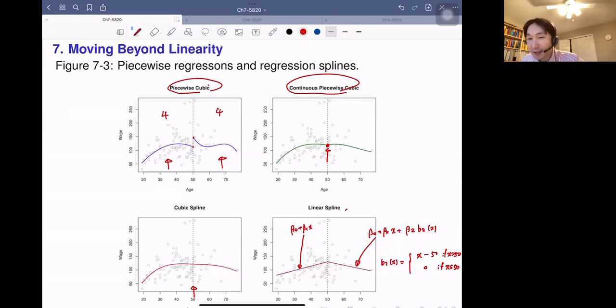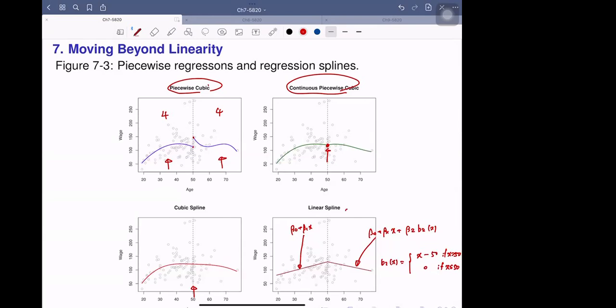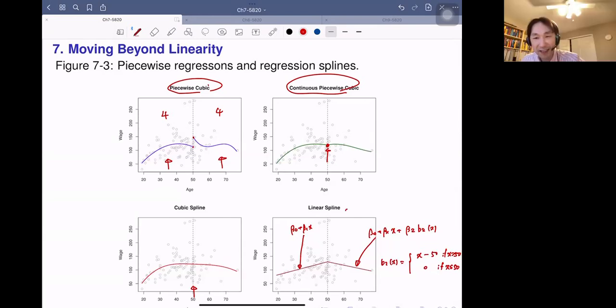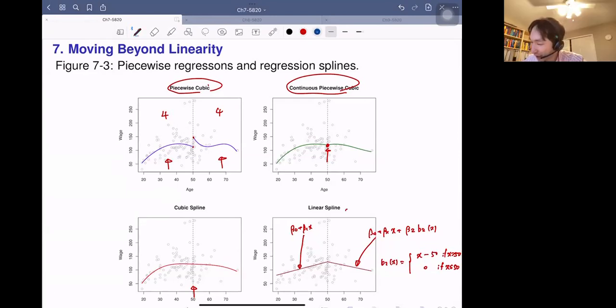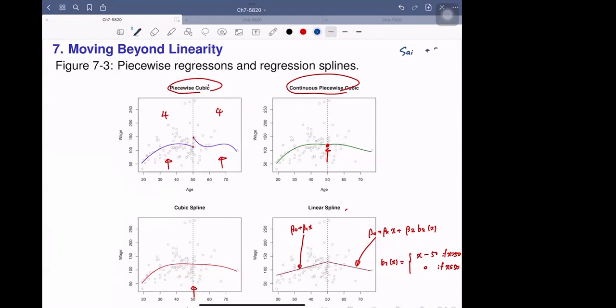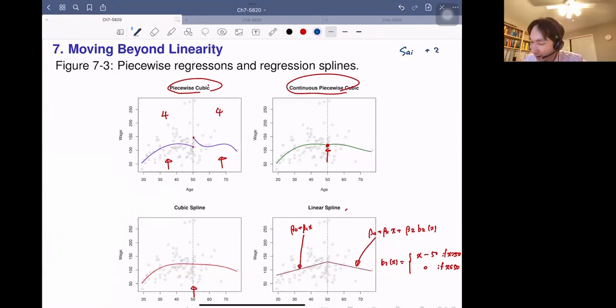Anyone? Would it be 7? Yeah, you're right. So who said 7? Sai. Sai, okay. I will give 2 points for Sai. So we have four parameters, and we have 4 parameters, but we have one restriction, so we have to subtract 1. Yep. So this may be bonus credits.